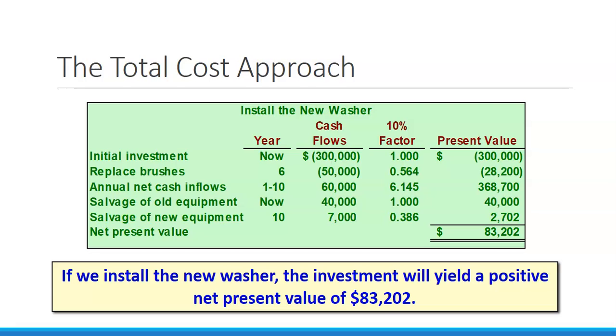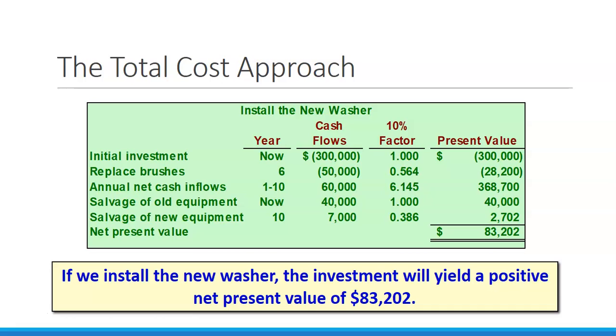When we take all of those numbers times our present value factors, we come up with a net present value of this project of $83,202.